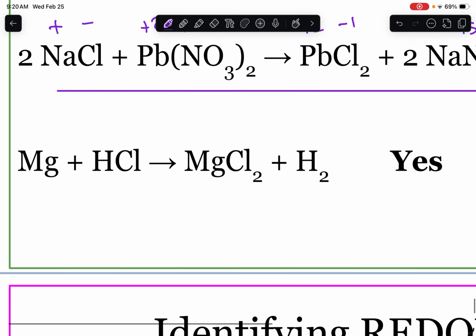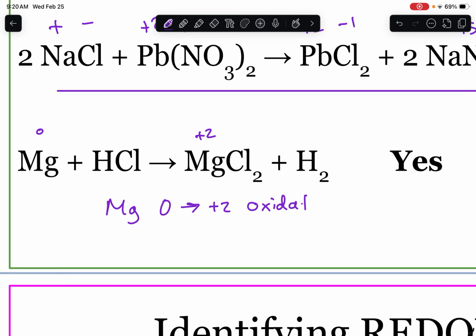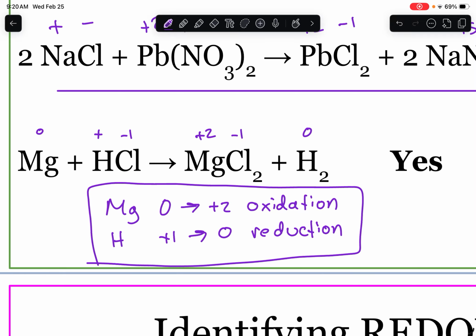This last one, though, is an oxidation reduction reaction. Magnesium changed from 0 to +2. Magnesium changing from 0 to +2 is oxidation because that is increasing on the number line. And then hydrogen went from +1 to 0. That is reduction. It is decreasing on the oxidation number line. Chlorine is -1 here and -1 here, so it did not change. So this is the answer. Yes, it is an oxidation reduction reaction, and your explanation or justification is showing which elements oxidized and which one reduced, and how their oxidation states changed.